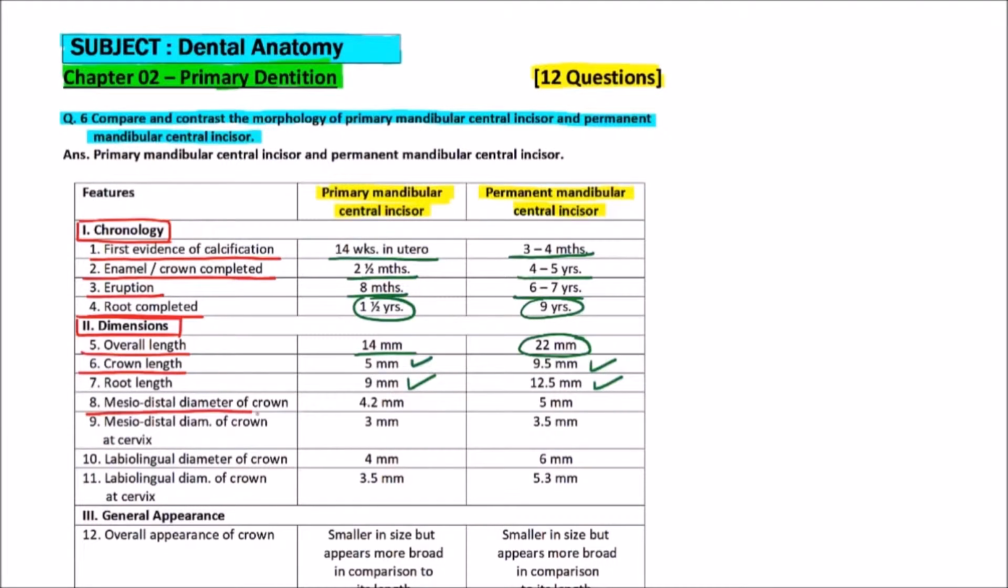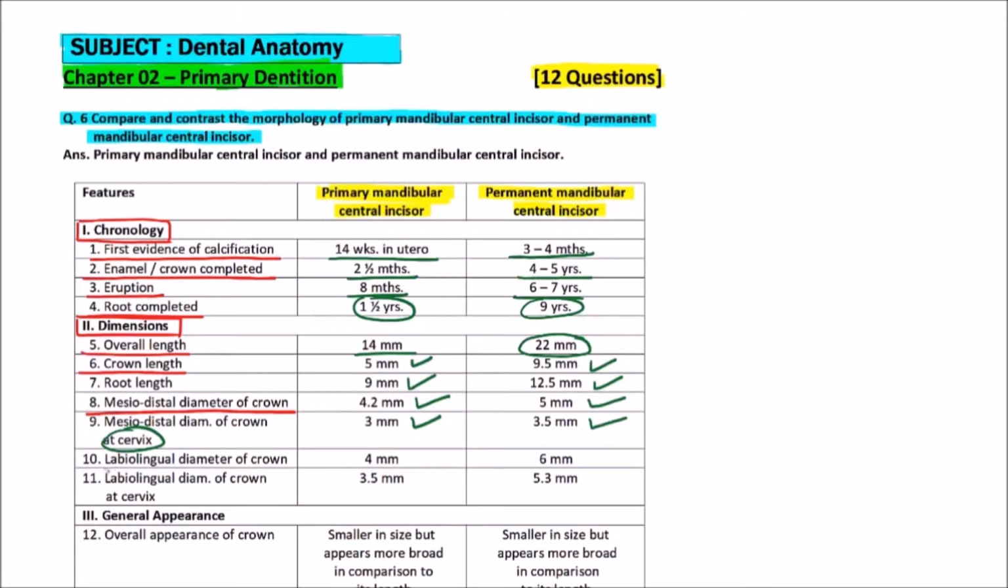Then mesiodistal diameter of crown, it is 4.2 mm in primary mandibular central incisor and it is 5 mm in permanent mandibular central incisor. That is, it is comparatively a little wider, but at the cervix it is 3 mm and in permanent it is 3.5 mm.